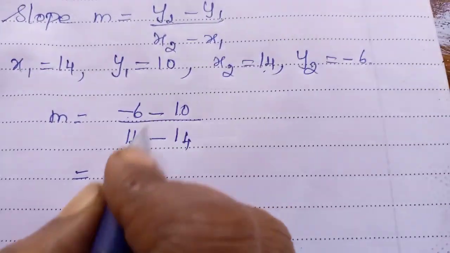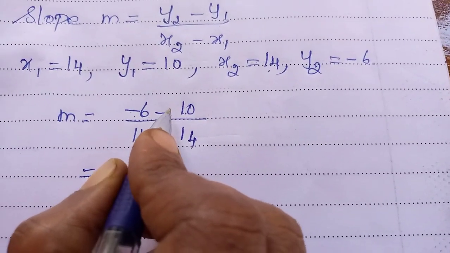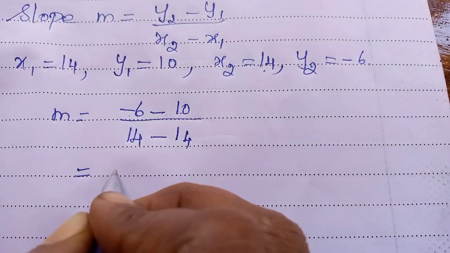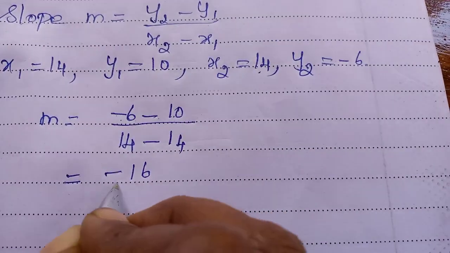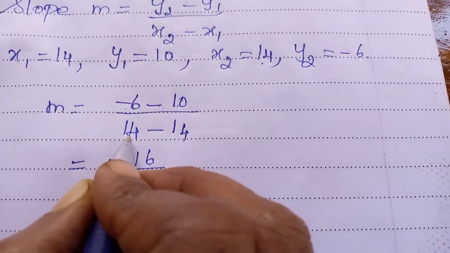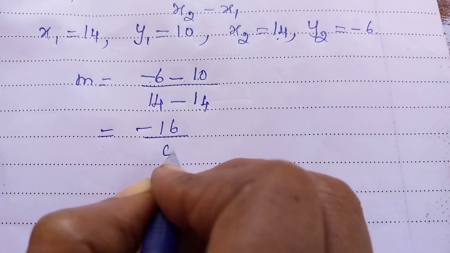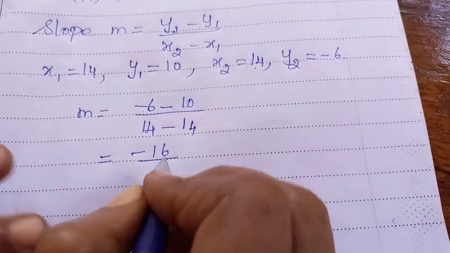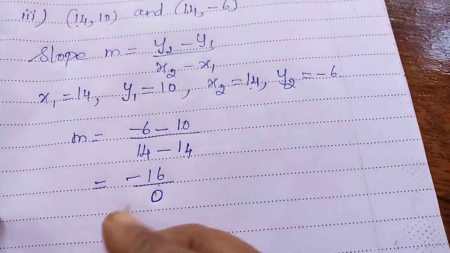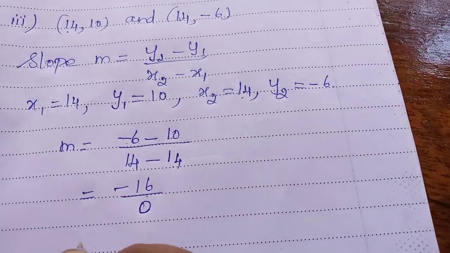Minus 6 minus 10, we have both the same sign, so we add and put the same sign. We get minus 16 divided by, here 14 minus 14 we have 0. So we know that any number divided by 0 is undefined, which is equal to undefined.